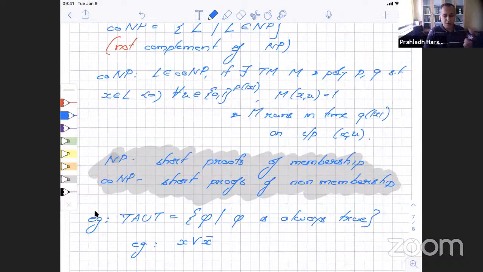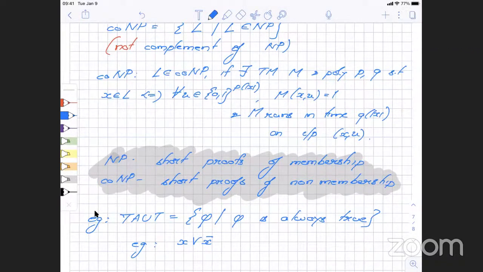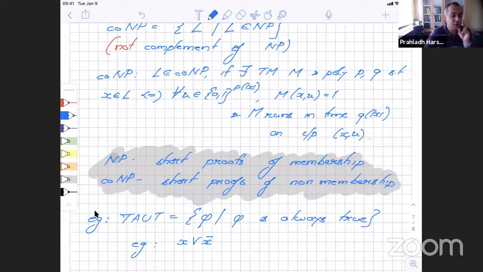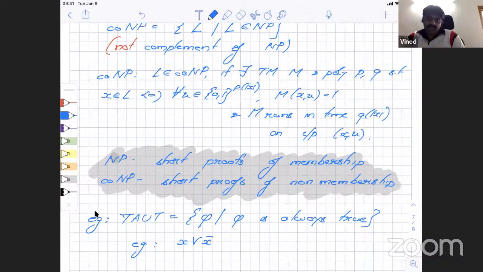Always true. Can you go by the previous thing? Is there a short proof of non-membership? If something is not a tautology, how do you show it? What's the short proof that it's not a tautology? A proof of unsatisfiability like resolution or something like resolution. No. What is a short proof? I'm not asking you how to come up with the short proof, I just need one witness.